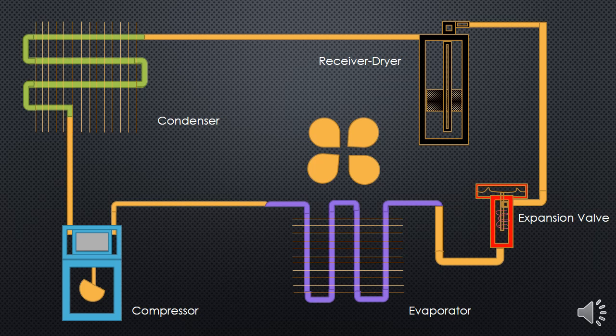This is an animation of a 5-component vapor cycle air conditioning system. We've got a compressor in the lower left-hand corner, a condenser, a receiver dryer, a thermal expansion valve, and an evaporator. There's a fan above the evaporator which will blow the cold air into the cabin.